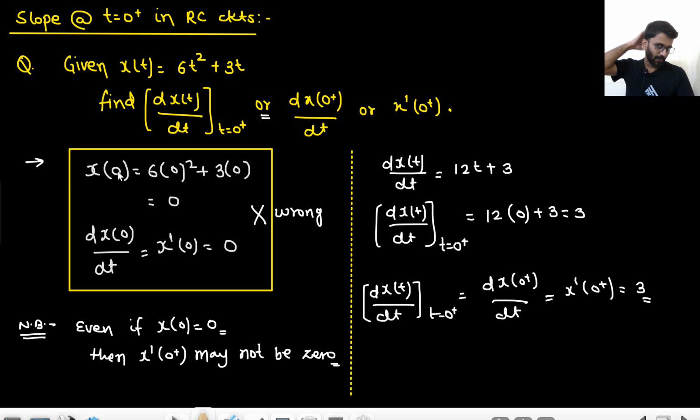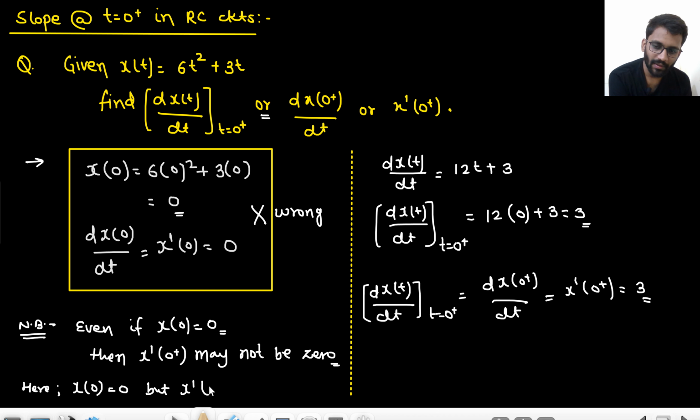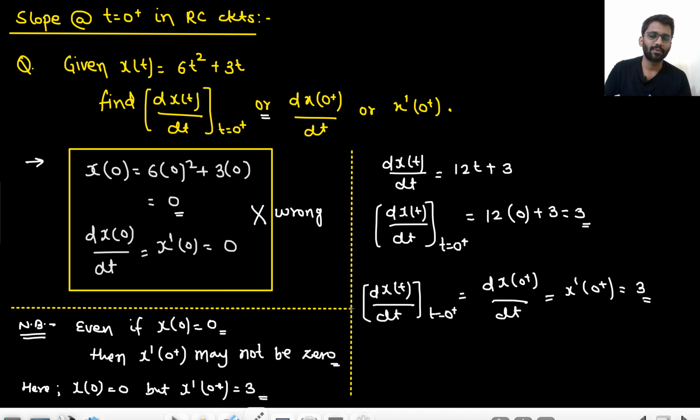Here you can see, if you put t equals 0 in this function, you get 0. But if you differentiate it, you get 12t plus 3, and then you put 0, you get 3. So in this example, x(0) was 0, but x'(0+) was not 0, it was 3. Okay, so I hope you have understood this concept. Just a simple mathematical problem, but many times students get it wrong. That's why I have explained it here.